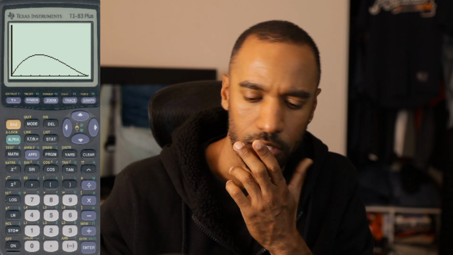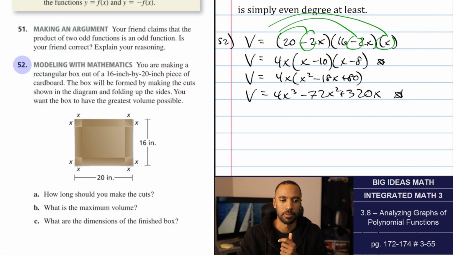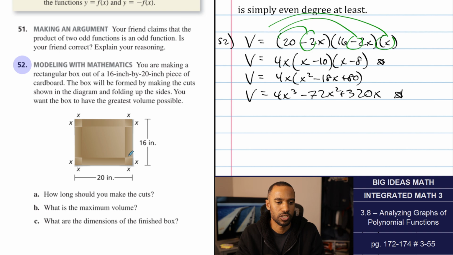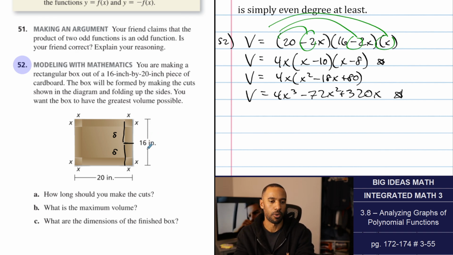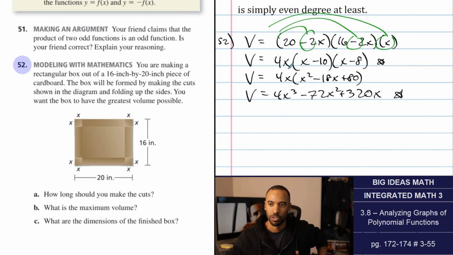Actually, I should go farther because... wait, how deep can it go? Let's go back to this for a second. How deep can x actually go? x can't go any deeper than 8 inches, right? If it goes 8 inches here and 8 inches there, then you have no more width of this thing. So the most it can go is 8. So it doesn't matter that I have an x-intercept of 10. I have x-intercepts of 0, 8, and 10. It doesn't matter about the 10. It doesn't matter what's beyond 10.